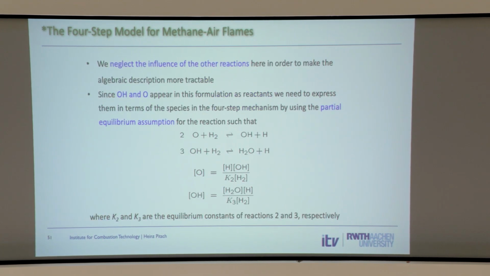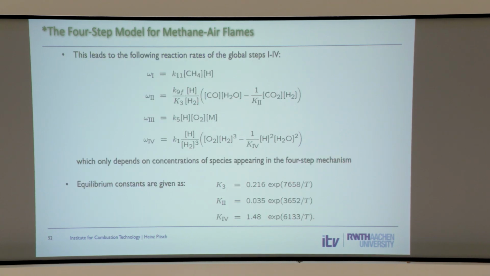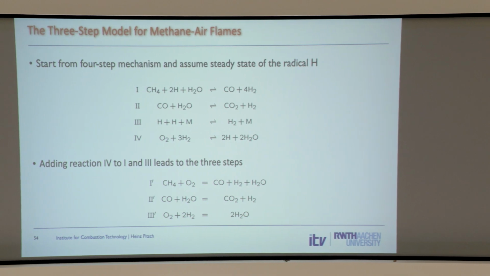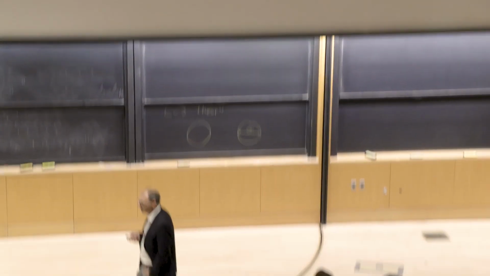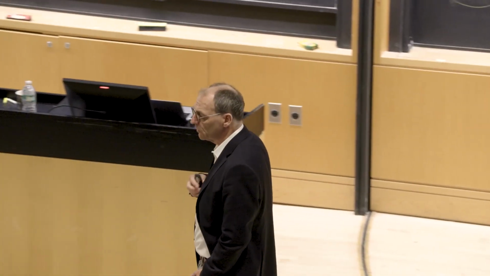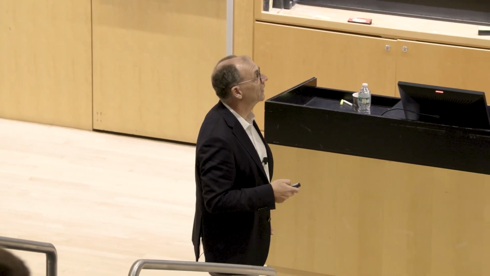And then we said, okay, there are some more details here, but we can break this down to a 3-step mechanism. So the 4-step mechanism is nice because it shows where radicals are formed and where radicals are consumed. And if we then set the H radical also in steady state, we get an analytic expression for the H radical, which also might be instructive. So that's what we do here.